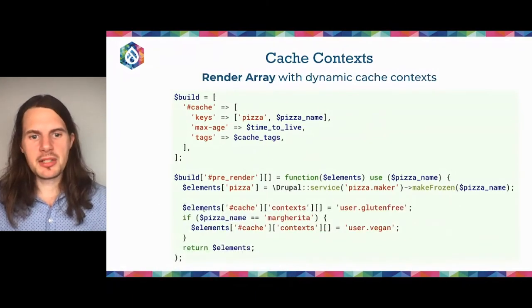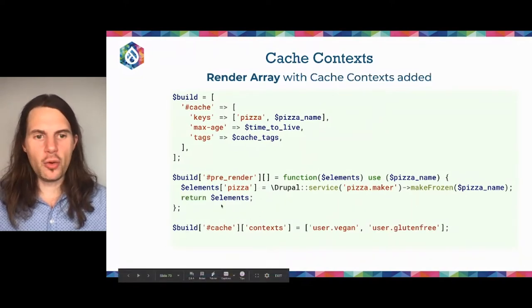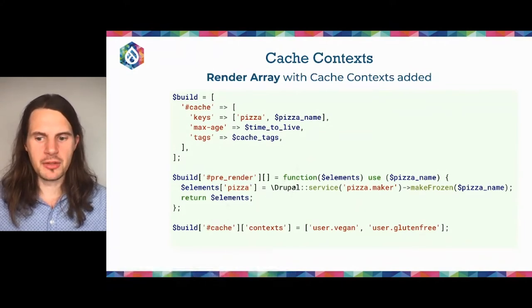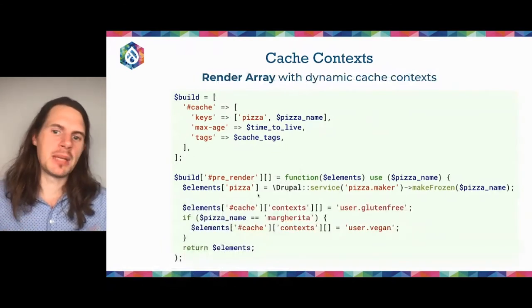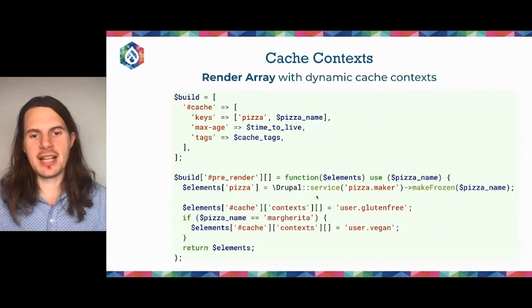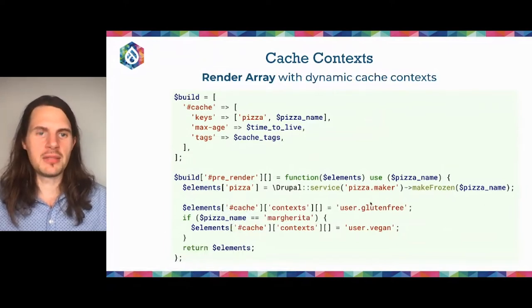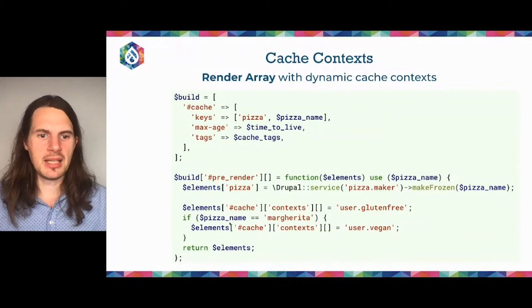So now what we're going to do is add the cache context also, and that's important. Here we're adding it before creating this build, but now we can also do it within our pre-render function. So let's say it wasn't obvious by the pizza name what variations are there. You can always add it after the fact. So there will always be a variation of if it's gluten-free or not. And then for the pizza margherita, we also have this vegan option. So this is how the pizza name can be like that.